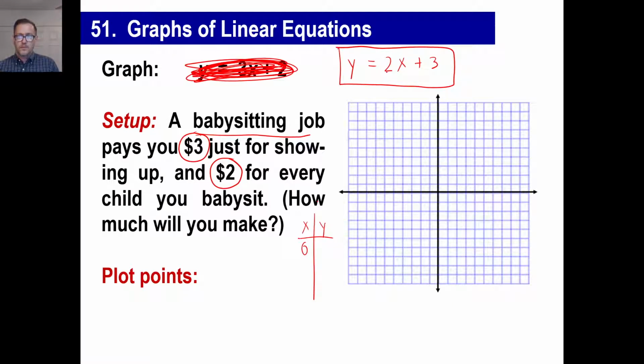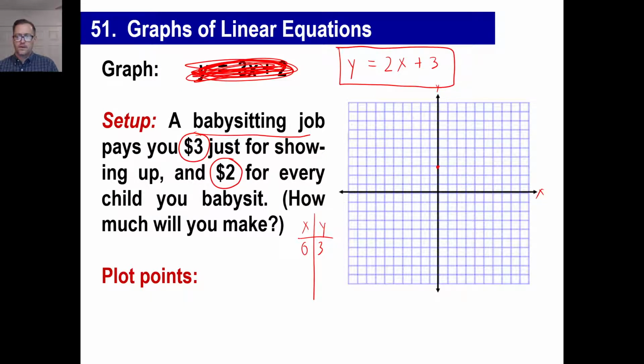And what you'll notice is, you tell me. You're in this babysitting job. No kids at all show up. How much money do you make? Okay. Well, it's 0 right here. No kids show up, 2 times 0 is 0, plus 3, you make $3. So 0 is my X, and there's my Y. No kids show up, so you don't go left or right. You just go up 1, 2, and 3, like that.